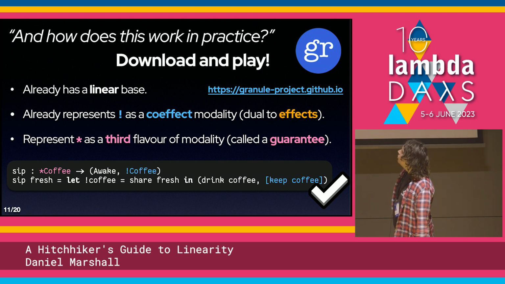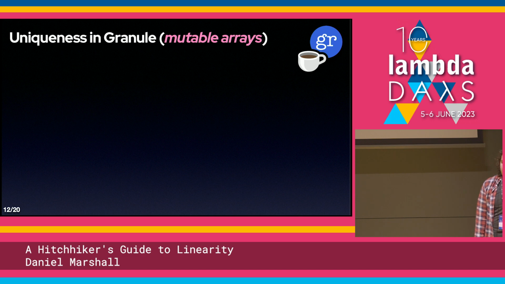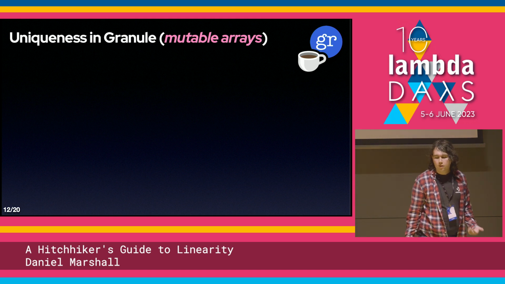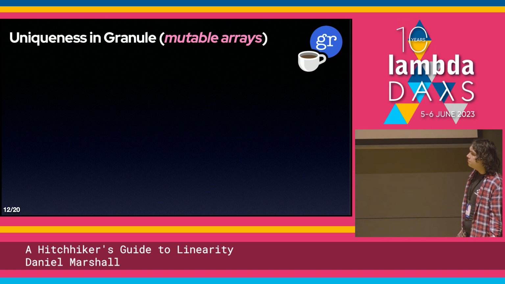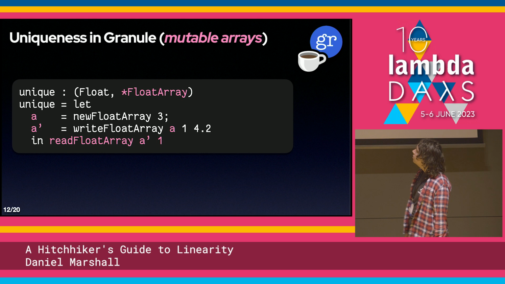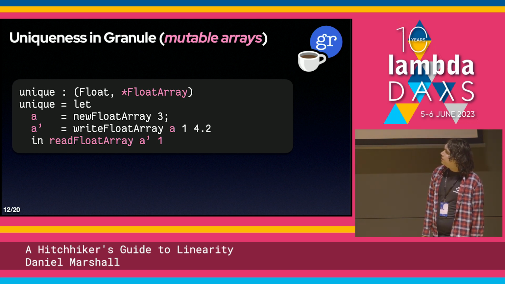Hopefully that makes sense. But just like we did before with file handles, I want to go through a slightly more practical example of how uniqueness types look in Granule. And I'm going to do this with arrays that we can mutate in place. This is one of the advantages of uniqueness types: if I have the only reference to something, I can mutate it safely and it'll be fine. So here's some simple, hopefully, code. It's not too far different from what we were doing with the file handle earlier on.